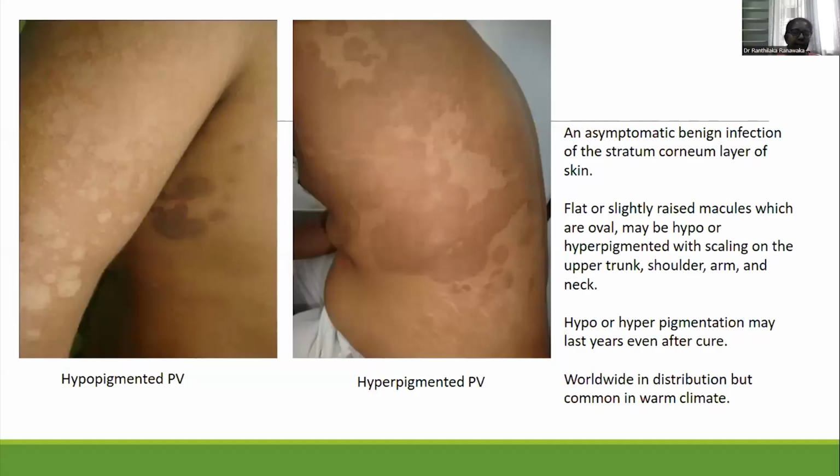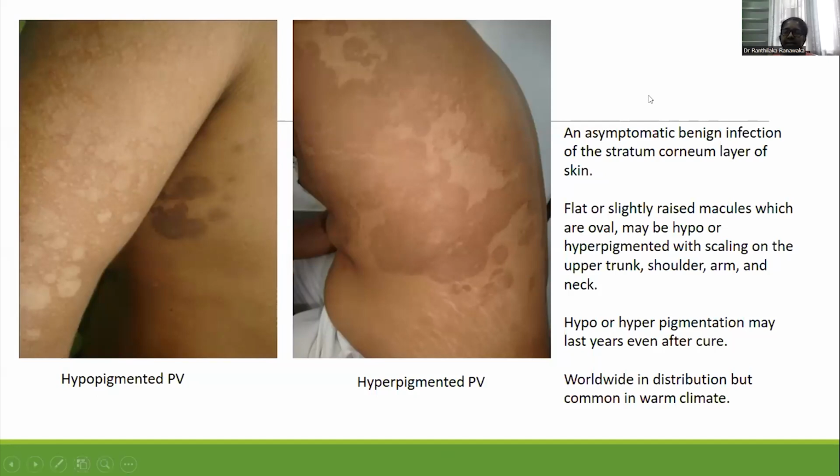Versicolor can be hypopigmented or hyperpigmented. This you may have seen, it's the commonest variety, the hypopigmented one. But there's an entity called Kalu Aluham. Even laymen know that there is Kalu Aluham. That is hyperpigmented versicolor.